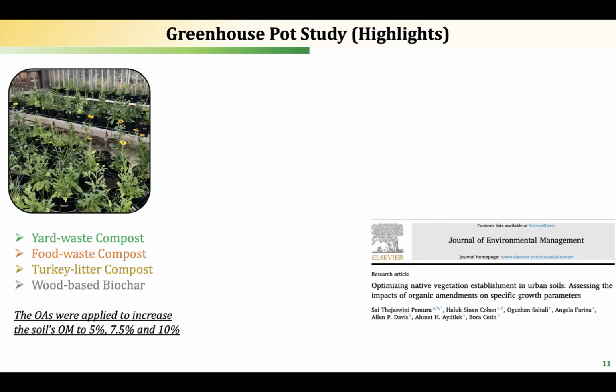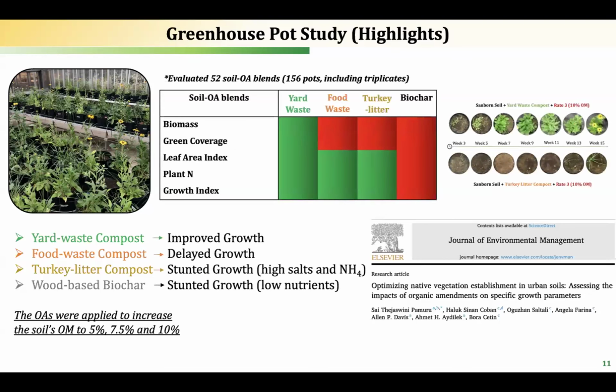Now, these amendments were applied at 3 different rates to finally increase the organic matter content of the control soil to 5, 7.5, and 10%. And all of these numbers are within the range that's specified by MnDOT. The soils used in the study were also sourced from Minnesota. Now, this study was undertaken to determine the optimal mixing ratios of soil and organic amendments to improve vegetation growth.